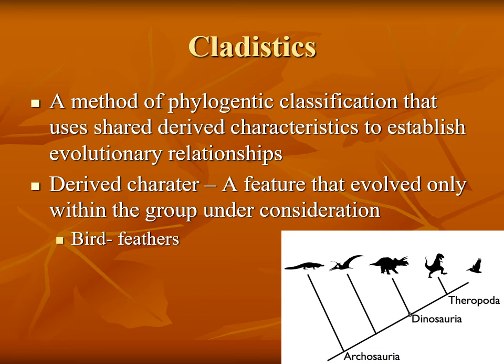So let's look at these cladograms here. So we're back to our dinosaurs and our little birdies over here. So a cladogram is a method of phylogenetic classification that uses those shared derived characteristics to show evolutionary relationships. And so a shared derived character is any feature that evolved only in that group. And so the great example is birds, because birds over here are the only ones with feathers.